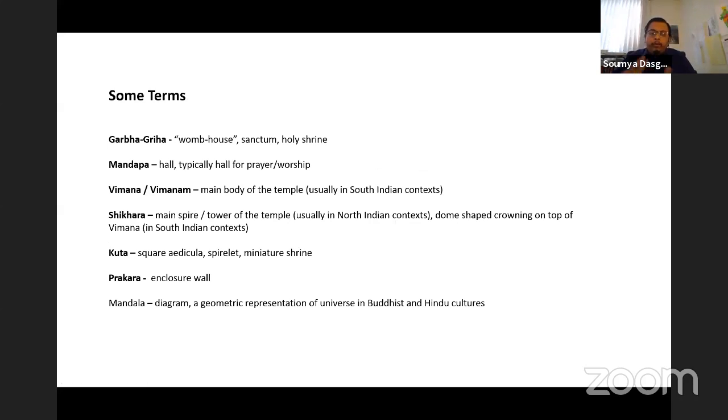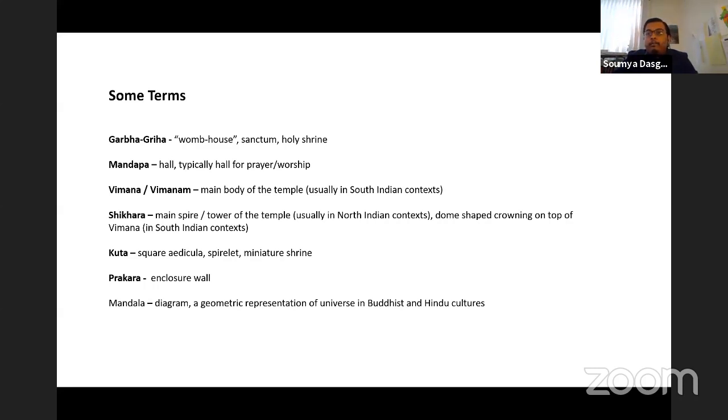Before we go into the details of the temple architecture, it's important to know some terminologies. I listed some of them. I got them from a book where there are a few hundred terminologies, and definitely we are not delving into much detail here, but some basic terminologies are important to understand the spaces that are in the temple architectures, which we will see. So the first term is Garbha Griha, which literally translates to womb house, and it also is the sanctum or the holy shrine.